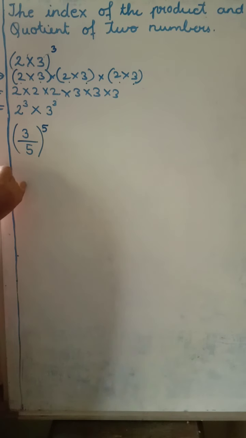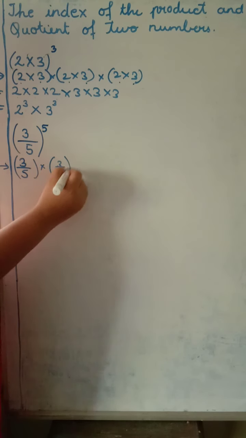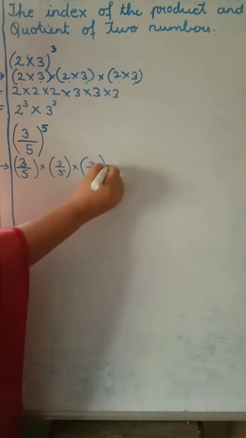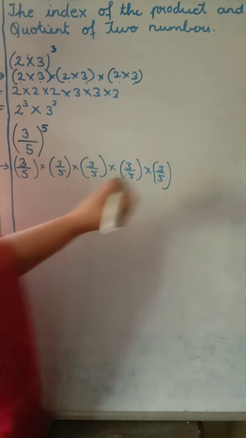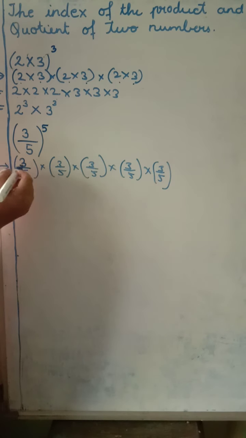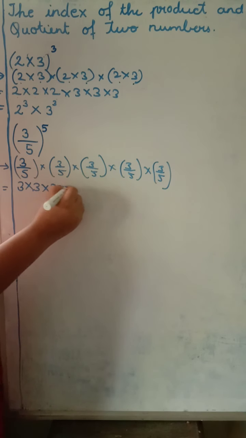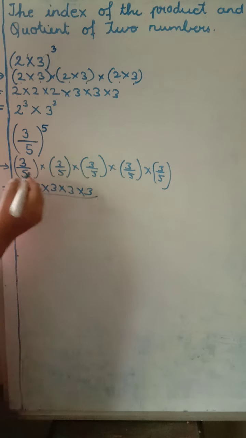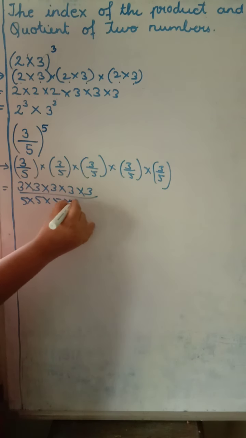Did you understand? Now for this bracket 3 upon 5, this 5 tells us that 3 upon 5 will come 5 times. So we'll write 3 upon 5 multiplied by 3 upon 5. How many times will we write this? 5 times. So here we have written it 5 times. That means the numerator 3 is multiplied 5 times, and also the denominator 5 is multiplied 5 times. So we'll write it in this way.